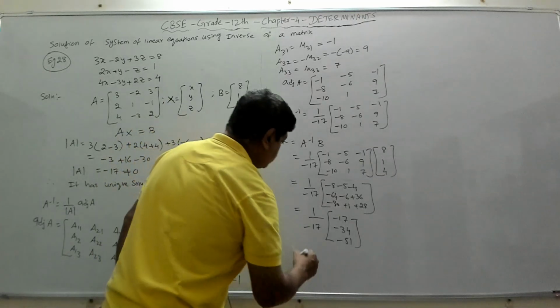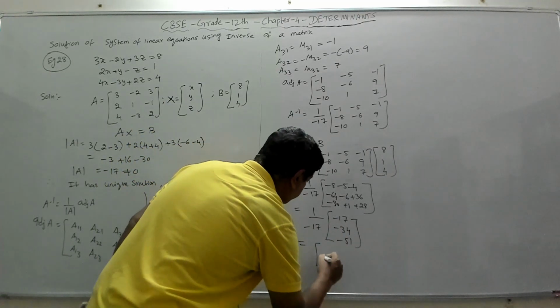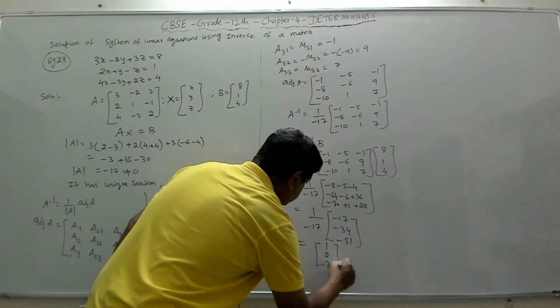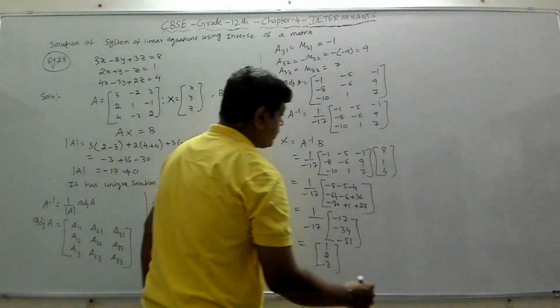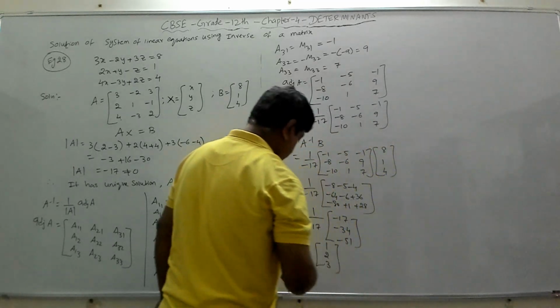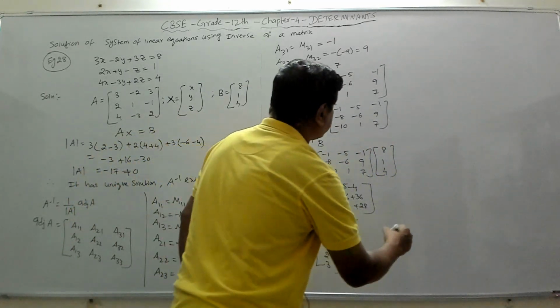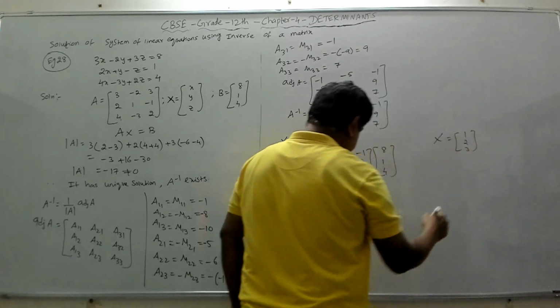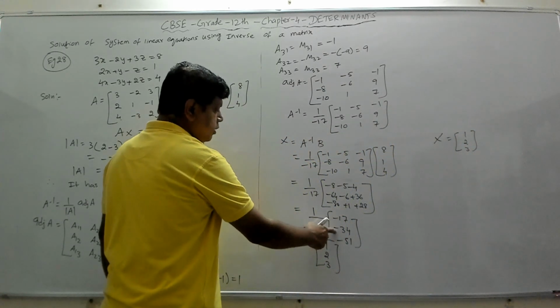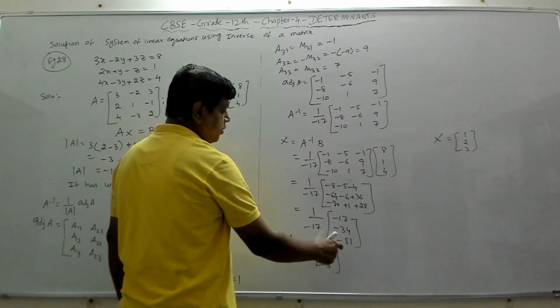So it becomes, now if you divide each one of them, you get 1, 2, 3, so that is your capital X. But what is the capital X matrix? Your capital X matrix is, I can even write it here: your X we have got as 1, 2, 3, which means you divide each element. Minus 17 by 17 is 1, this is 2, this is 3.